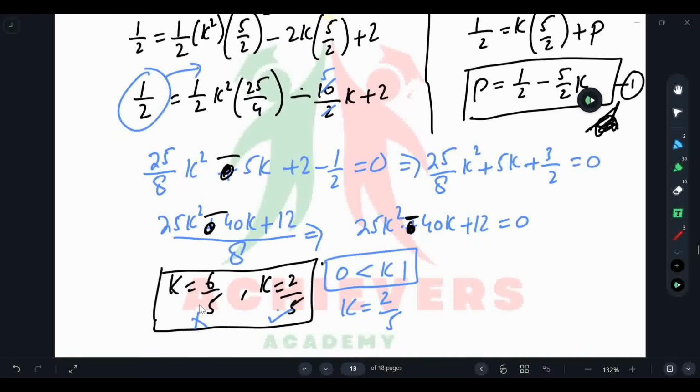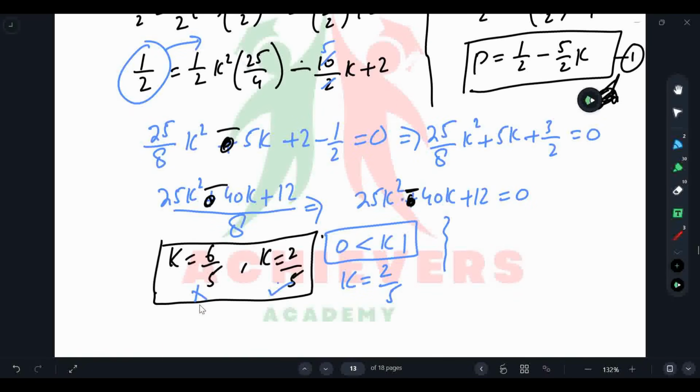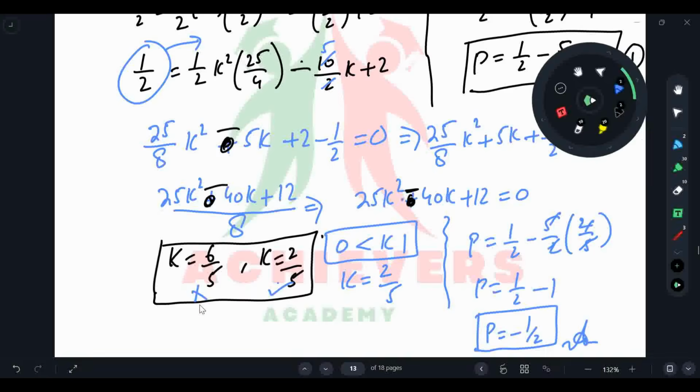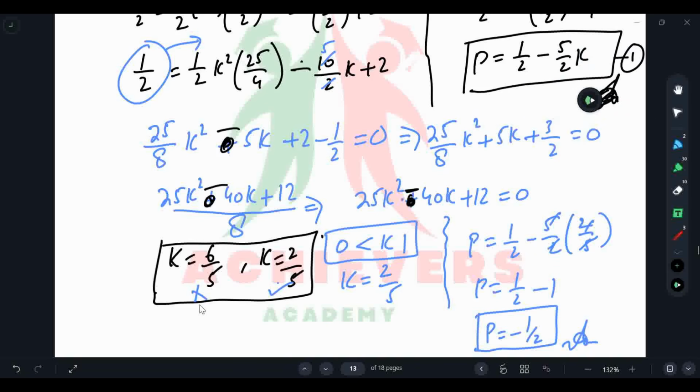If we know the value of k, we can easily find the value of p. So p will be equal to 1 by 2 minus 5 by 2 into k, which is 2 by 5. We can cancel out these two. So p is equal to 1 by 2 minus 1, so p will be equal to minus 1 by 2. This will be the value of p. Now we know the value of p. P is minus 1 by 2.